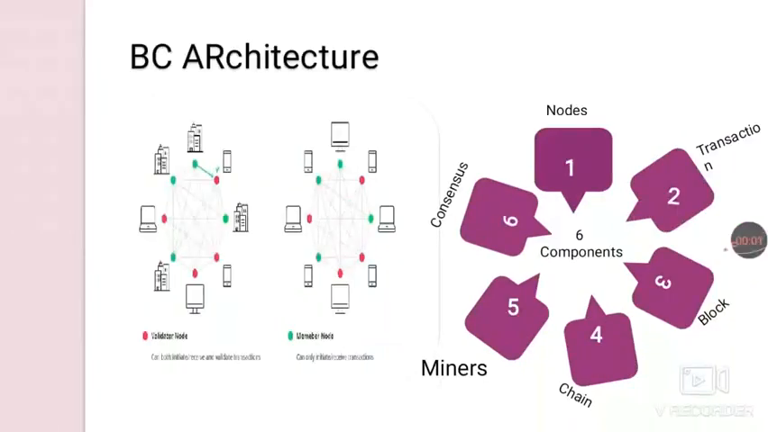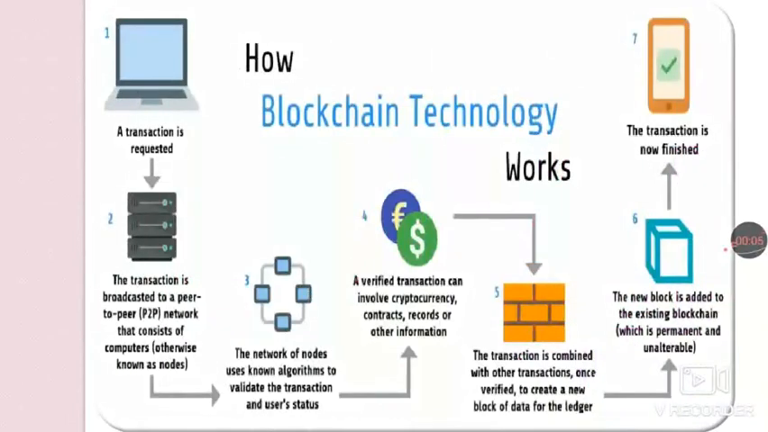Now let's see how blockchain technology works. The working of blockchain technology involves 7 steps. The first step is that a transaction is requested by a user. In the second step, the requested transaction is broadcast to the P2P network that consists of nodes. And the third step is that the nodes in the network use algorithms like cryptographic SHA-256 to validate the transaction.